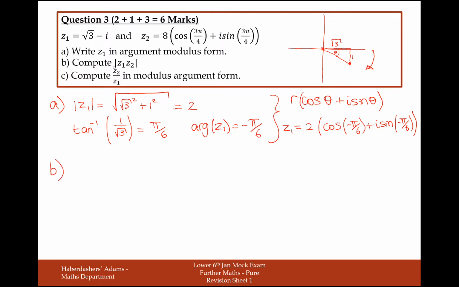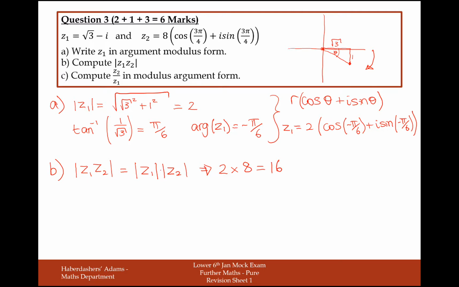Part B, compute the modulus of z1 z2. Now what I can do here is I can use the theorem that z1 times z2 and find the modulus of it can be calculated by multiplying the two separate moduluses just like this. And my argument modulus form is really helpful to work this out. z1 modulus, we worked that out as 2, and I need to times that by the modulus of z2, which we can see in our complex number at the top here, that's 8. So 2 times 8 is 16. And that's all we need to do for part B.